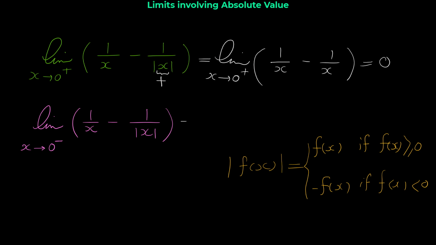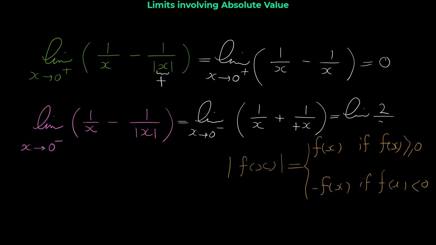So we can write this limit as 1 over x minus 1 over negative x. Minus 1 over negative x is actually plus 1 over x. This negative with this negative cancel each other. So basically we have 1 over x plus 1 over x, which is 2 over x. So this limit equals the limit of 2 over x as x approaches 0 from the left.